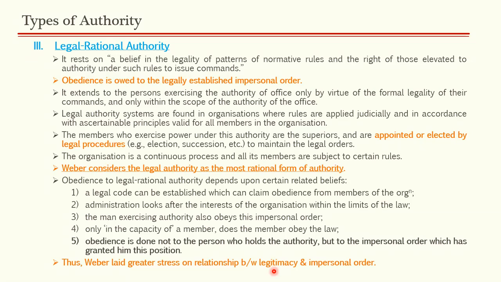So these are the 3 kinds of authority that Weber gives us on the sources of legitimacy. First is traditional authority, based on age-old traditions and customs. Second is charismatic authority, based on personal charisma. The third type is legal rational authority, based on well defined and laid down rules, principles and norms which are legal and rational in nature.